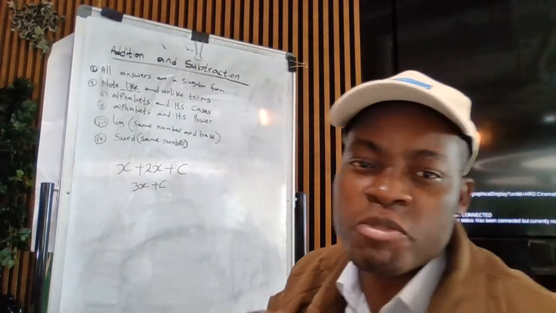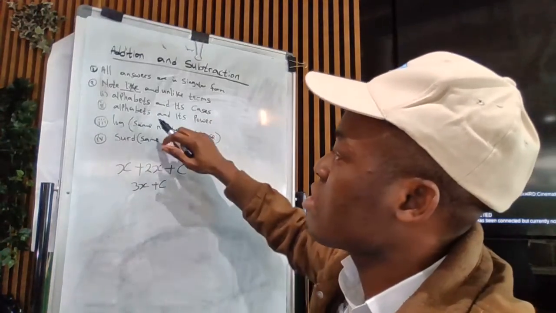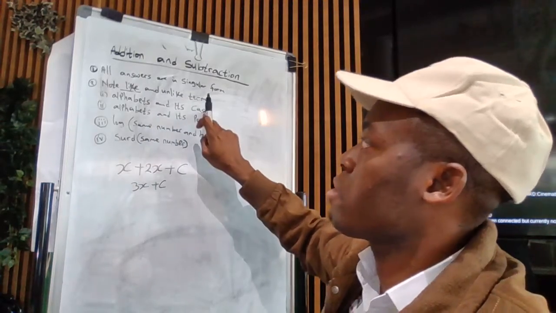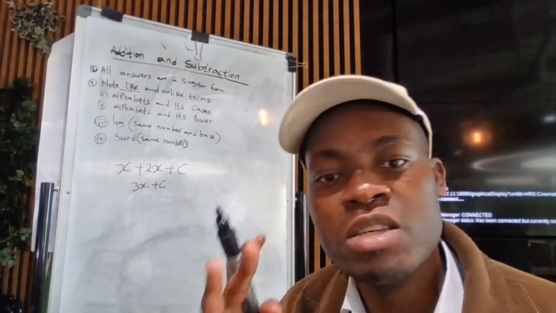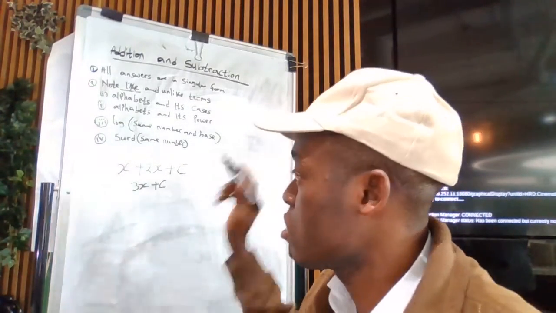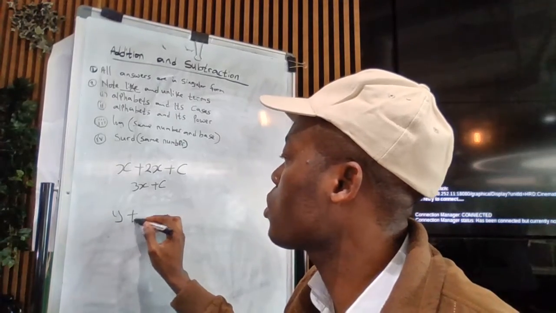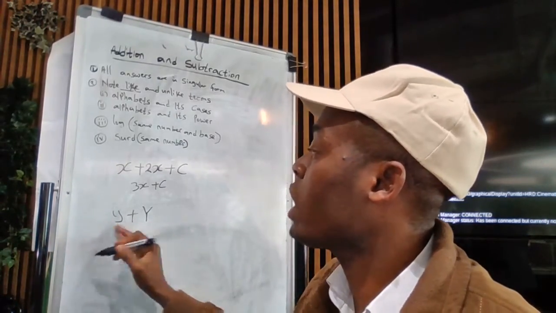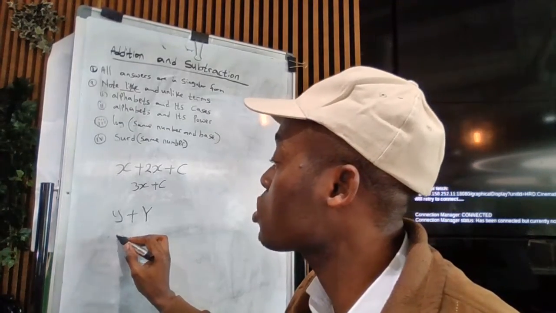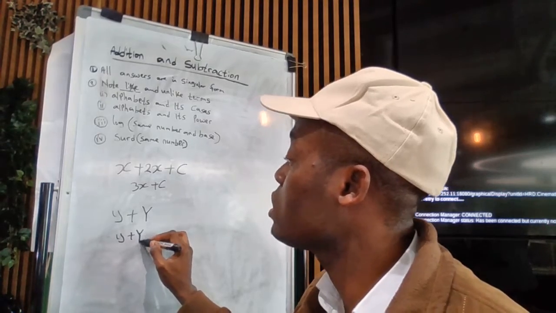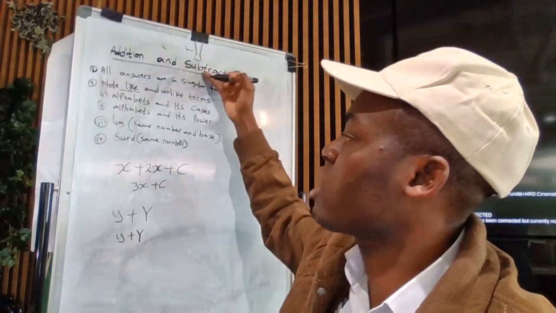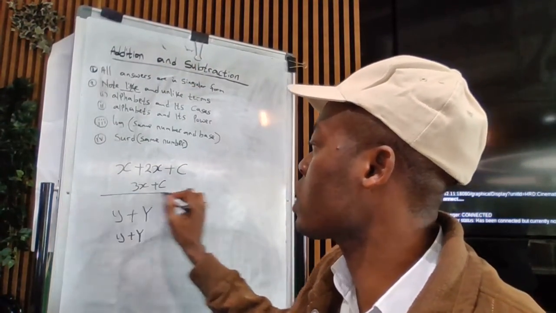So the other thing you have to take note of when you are adding is the alphabet and its case. That is, a capital letter is different from a small letter, even if the alphabet is the same. For example, we have y plus capital letter Y. You cannot add them together. They don't look alike. They are unlike terms. So you cannot add them together. The answer will still remain as y plus Y. The same thing is applicable to minus. Don't forget addition and subtraction. That is what we are trying to look at here.